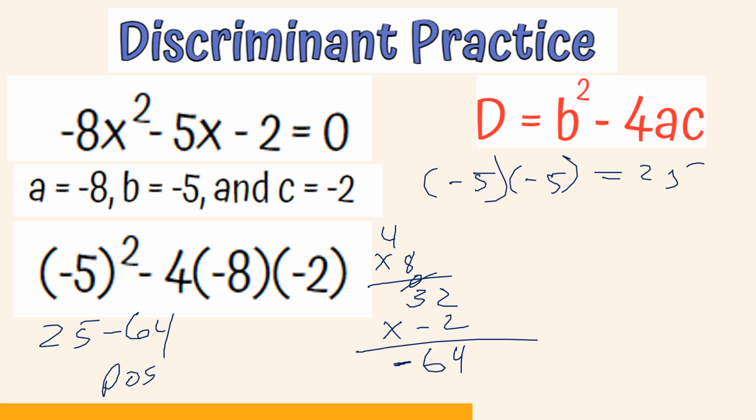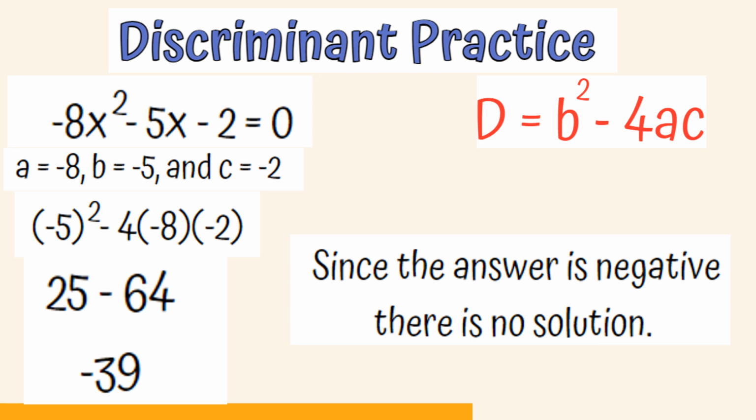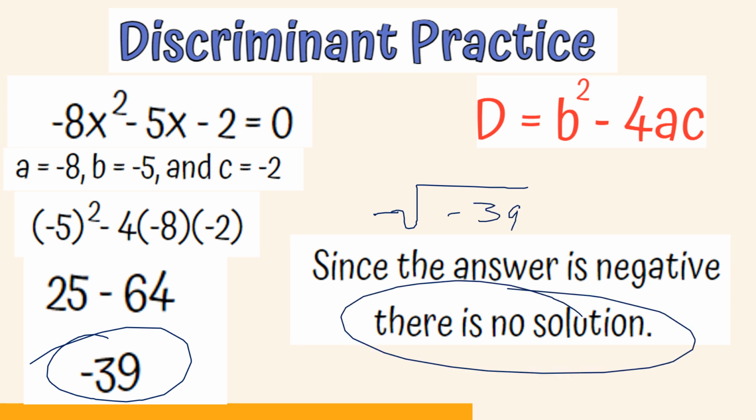Looking at this, is my final answer going to be positive or negative? What do you think? Well, I came up with -39. And since in this course we're not able to take the square root of a negative number, there's no solution, so we stop. So on your quiz, if you get a negative in your discriminant, you say there's no solution. Or in your practice, when you get a negative in your discriminant, it's going to be no solution.